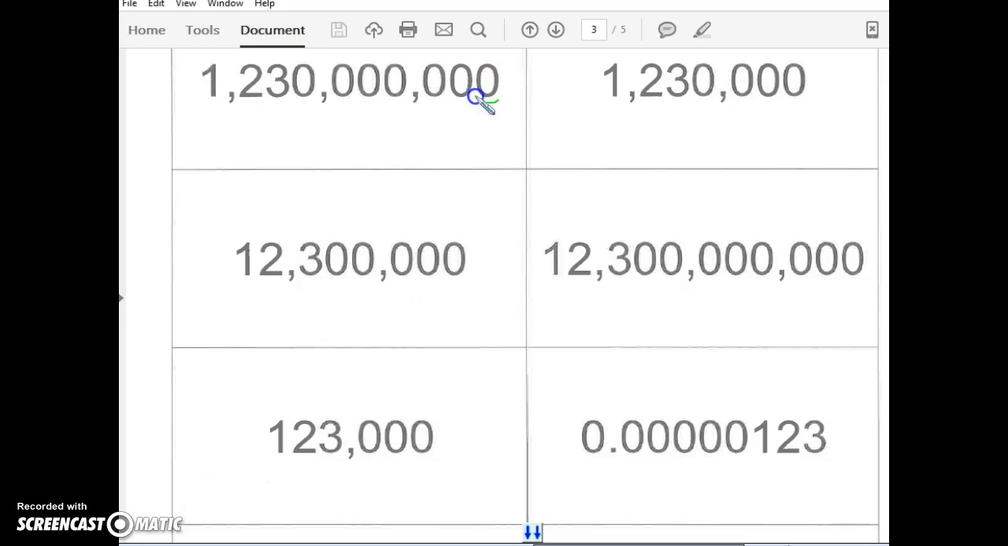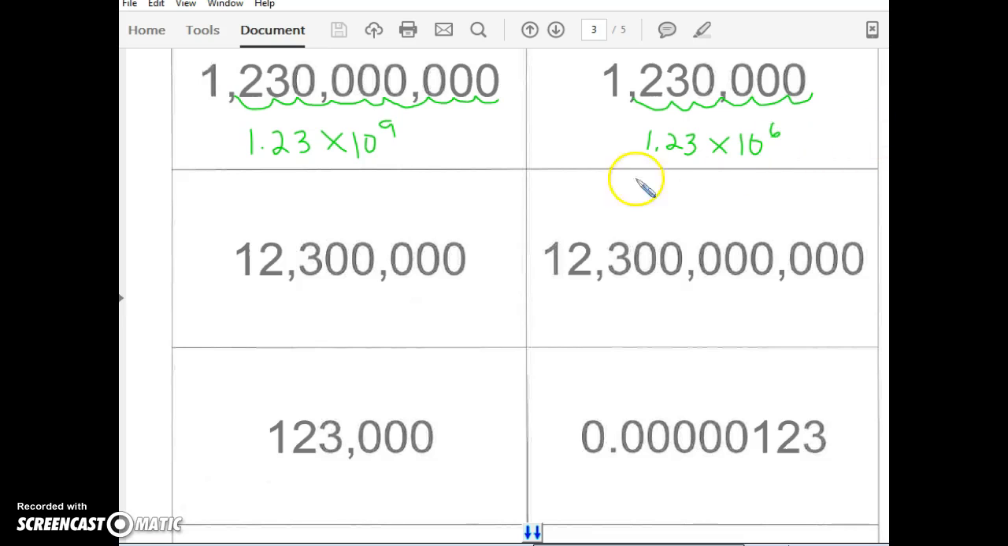So I'd have to move 1, 2, 3, 4, 5, 6, 7, 8, 9 spaces. So that number would be 1.23 times 10 to the 9th. Again, the decimal point's at the end if we don't see it. Similarly here, I could do the same thing. 1, 2, 3, 4, 5, 6. 1.23 times 10 to the 6th.